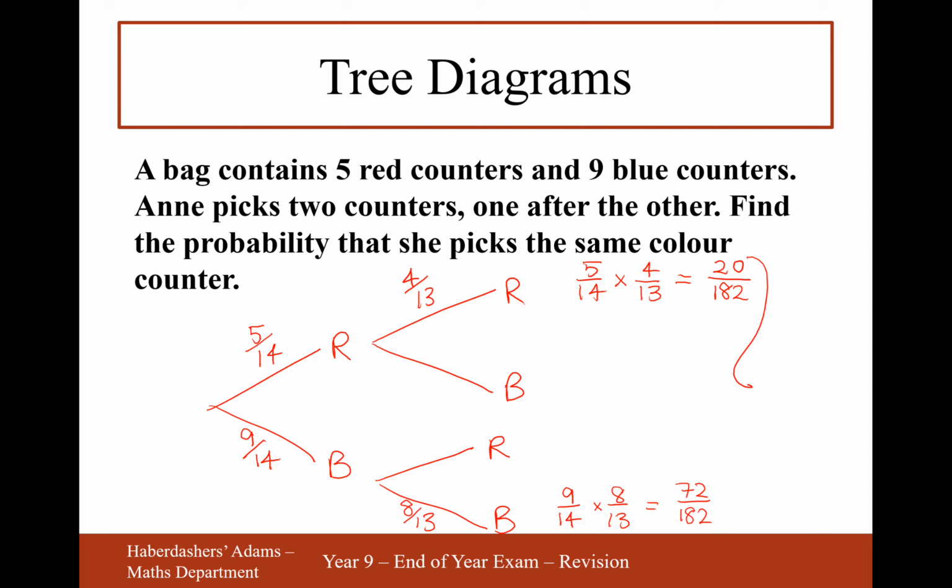Now, whenever you need to combine probabilities together to work out either going red then red or blue then blue, you add the probabilities together. And how do you add fractions? Well, as long as the denominators are the same, which they are here, you just add the tops. 92 over the denominator that you've got in common, 182.